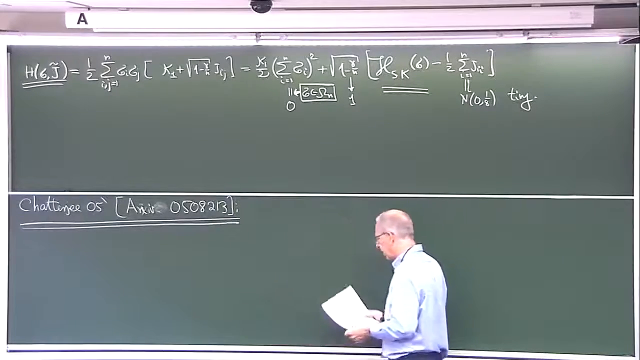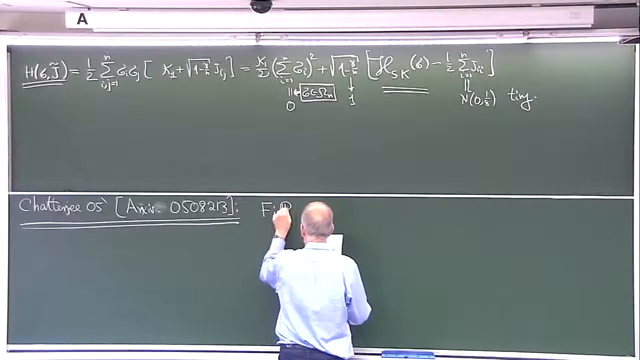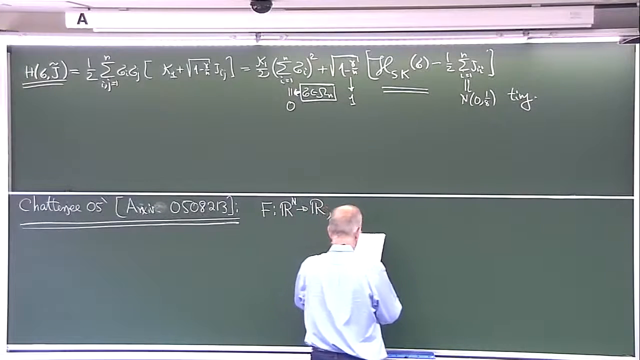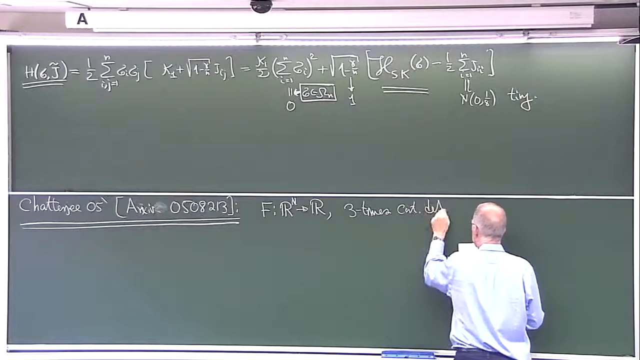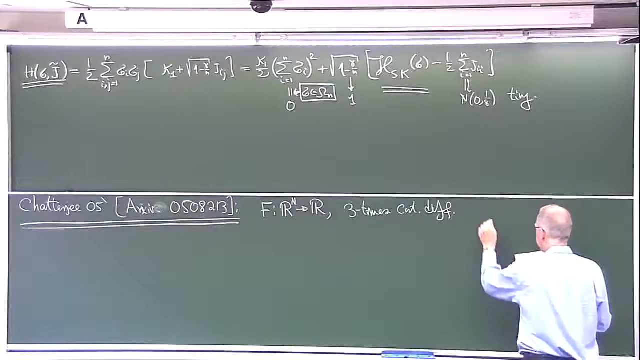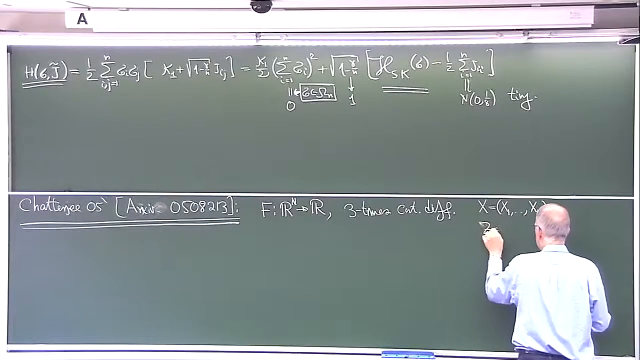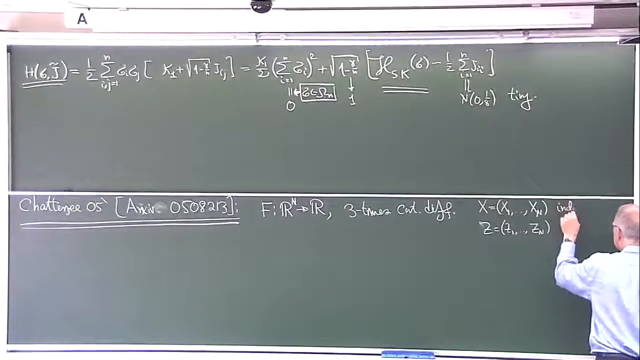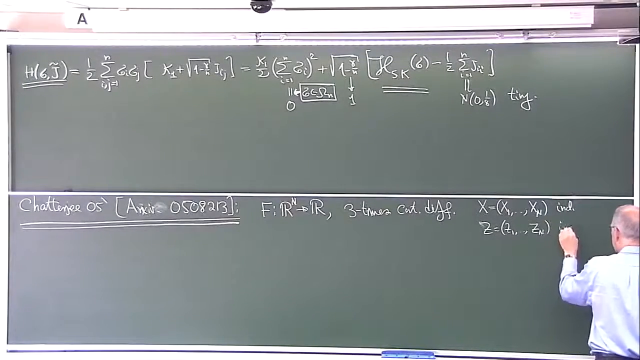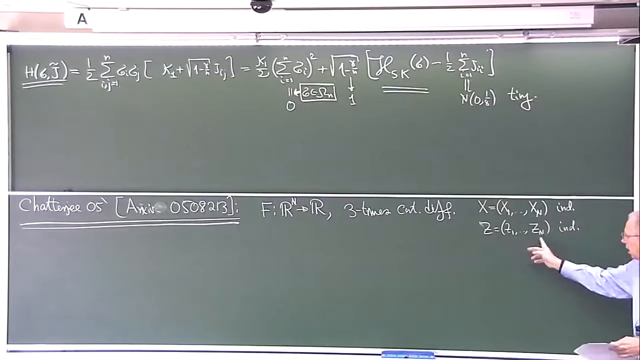In this paper, he's doing a particular, very nice application of the Lindeberg method, and he says the following: take a function f from R^n to R, which is three times continuously differentiable, and take two different vectors, x, which is x1 up to xn, and z, which is z1 up to zn, and they are both independent. All the coordinates of x are independent, and all the coordinates of z are independent. They don't talk to each other. This is just a vector of independent coordinates, product measure for the x's, and product measure for the z's.